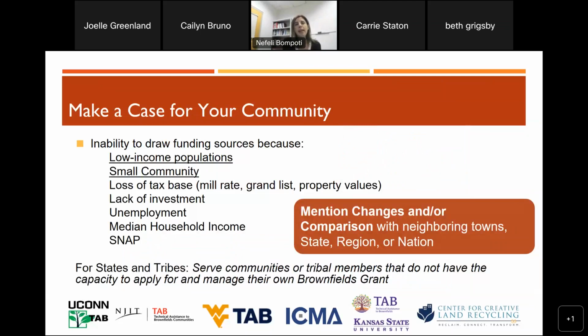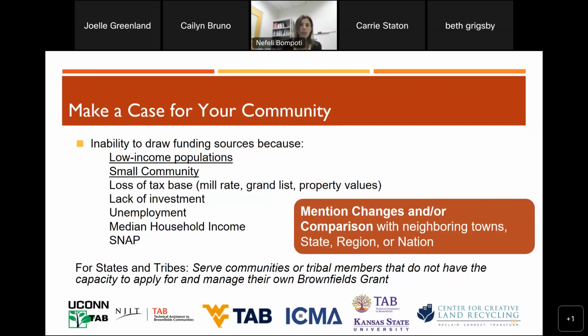So you really want to make a case for how much you need the funds. I know that many municipalities especially are having a hard time showing that in the narrative, because you don't really want to say anything bad about your community. You don't want to say, oh, we're not doing well, we're struggling, we have certain issues. But in order to get awarded, in order to get the funds, this is what you have to do.